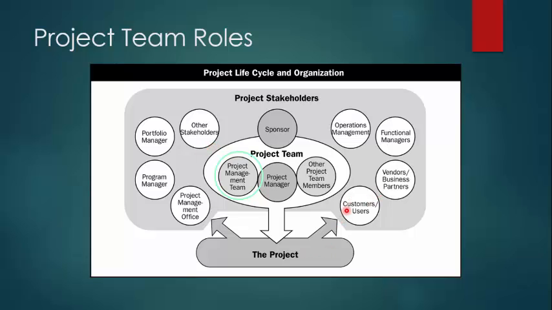From the other side, we have customers or users. We have vendors, business partners. We have maybe functional managers. We have operations management. Now, within the project, who are the stakeholders? All of these people are the project stakeholders. Then additionally, you have the sponsor. He's the main guy, the guy who's giving the money. We'll get into who the sponsor is in one of the future classes.